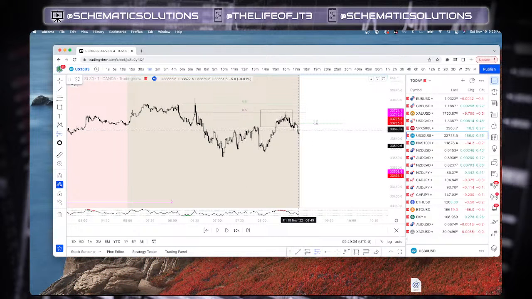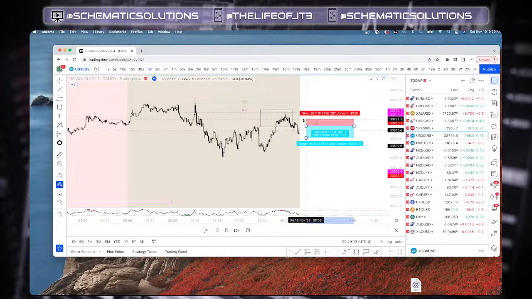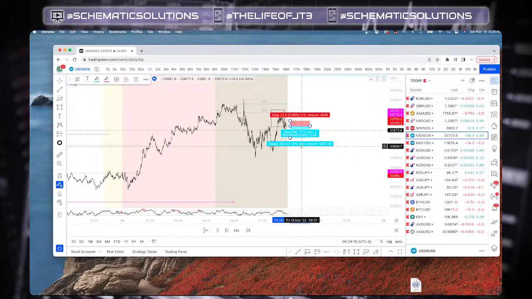Now, obviously, we could have played 50 and 80. I personally just played 50. It was Friday. I wanted to ensure I was filled into something, and I wanted to just get in and get out. So now, ideally, where am I looking to take this?